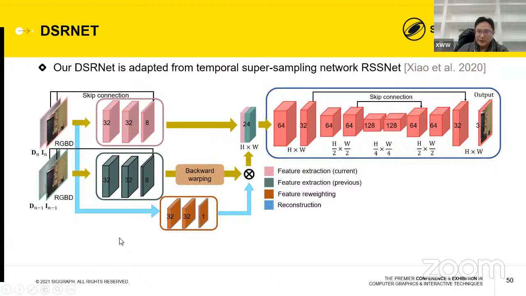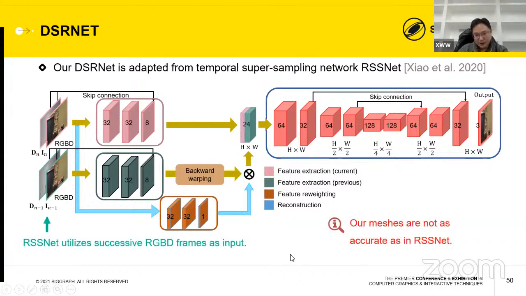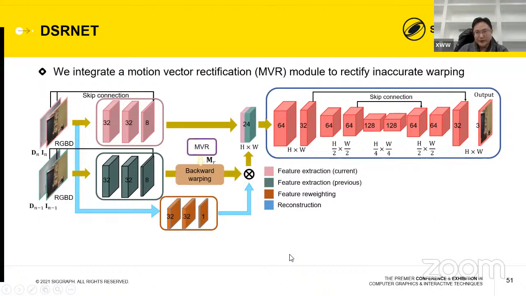In the supersampling network in SIGGRAPH 2020, they assume the rendering result is from a game, so the geometry is perfect. That means we can obtain very clean depth data. But in our case, since we reconstruct the geometry from multiple images, there is a lot of noise in our previously refined geometries and depths. So we add a motion rectification module inside the network to reduce the error caused by the inaccurate depths.